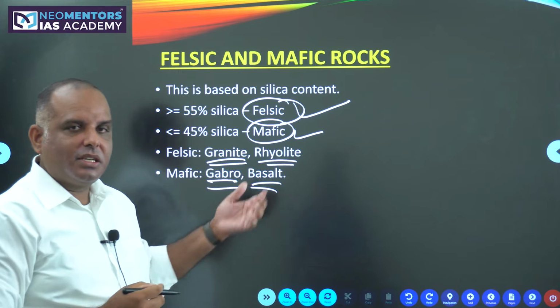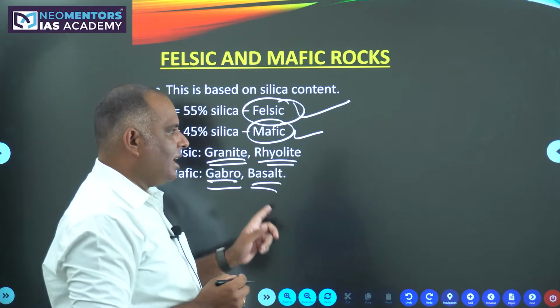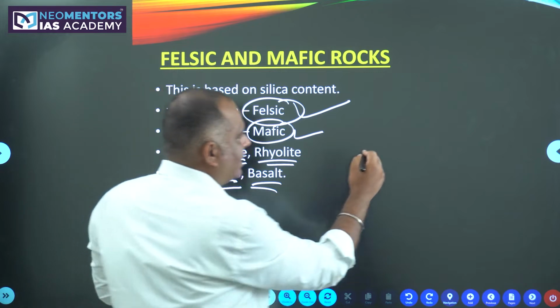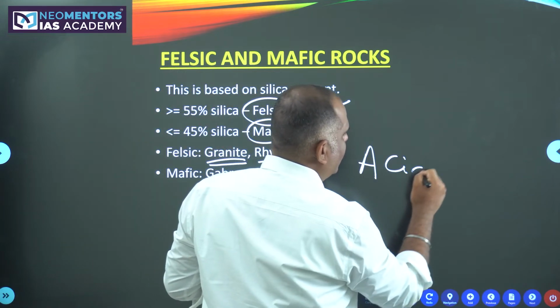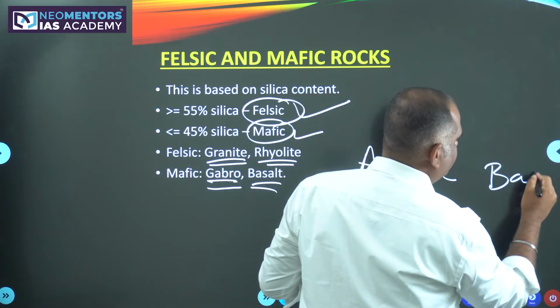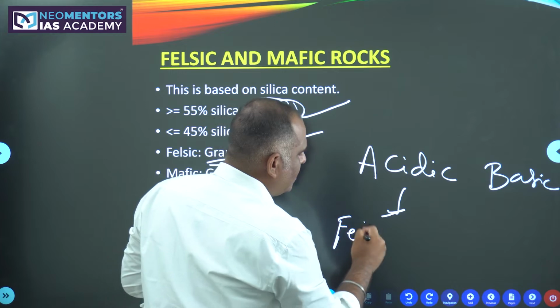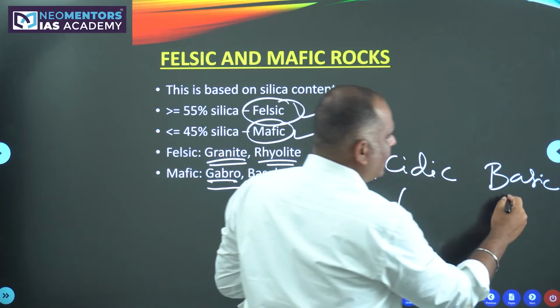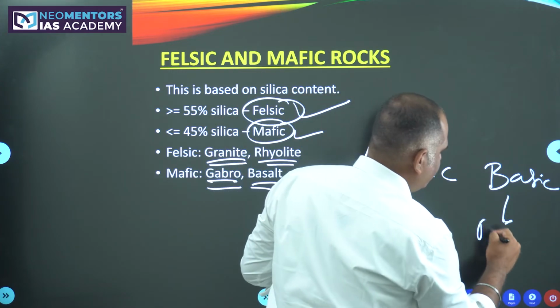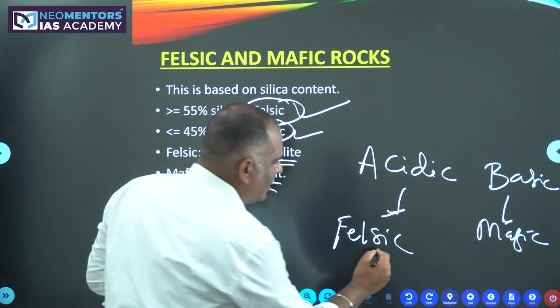Again, we will look at certain images of these materials, but you need to understand that we have felsic, acidic. We talked about acidic. We talked about basic. Again, we are also talking about felsic. We are talking about mafic. We also talked about granitic.